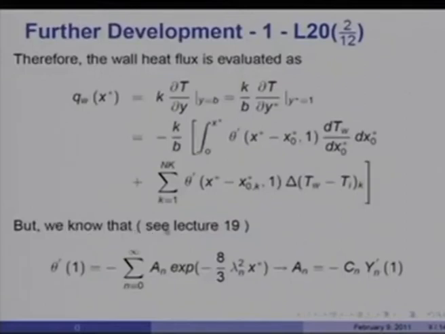But you will recall that from lecture 19 we had found that theta dash 1 is actually equal to minus the sum over n equal to 0 to infinity of a n exponential of minus 8 by 3 lambda n square x star, where a n is equal to minus c n Y n dash 1, where c n and Y n dash 1 were tabulated in lecture 19. So, we are going to use the same coefficients a n in this series. Lambda values too were tabulated in lecture 19. So, if I substitute that in here, I would get the heat flux response to arbitrary variation of T w along the wall.